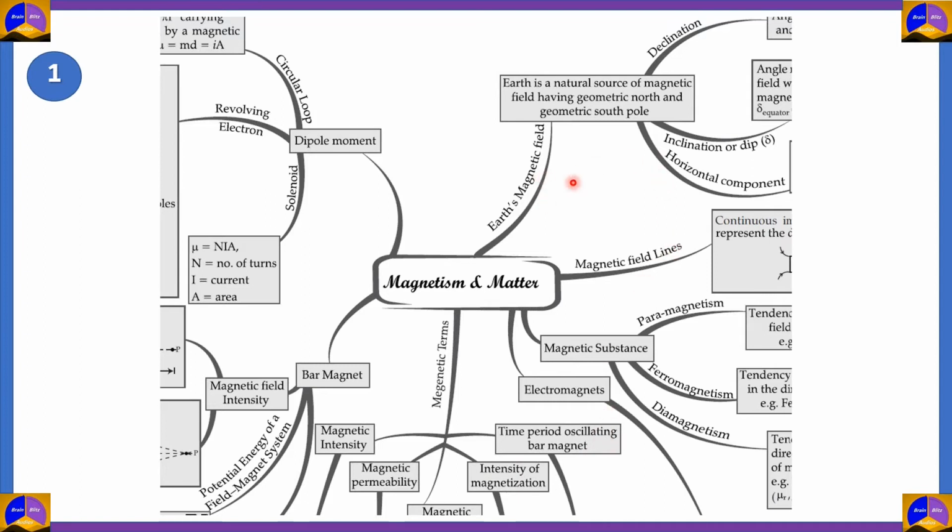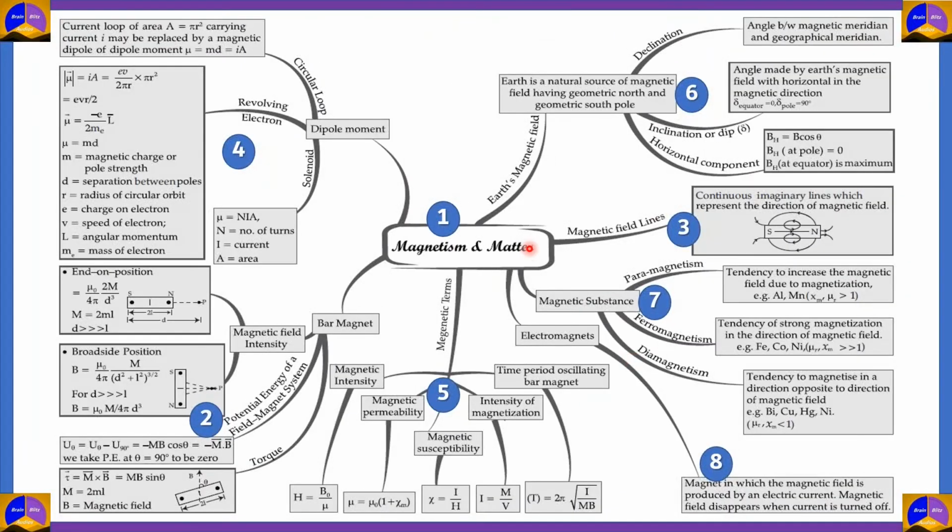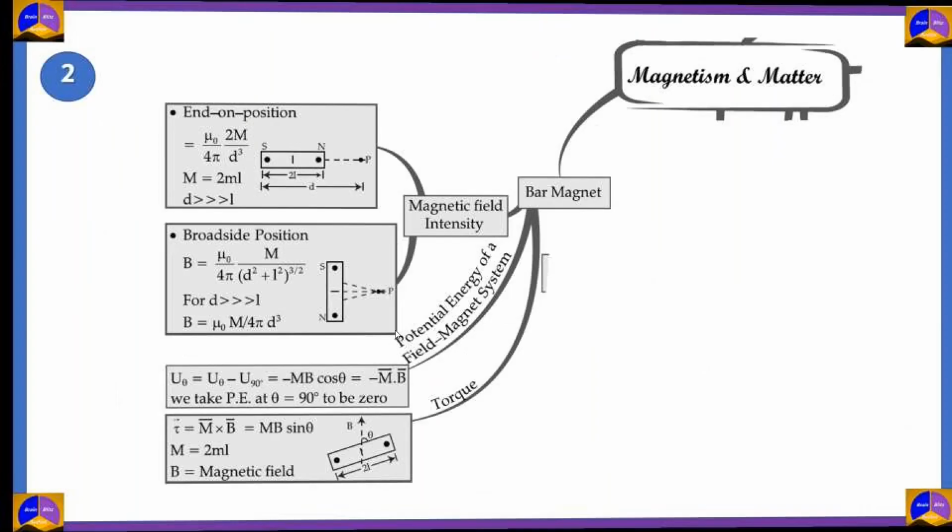Then we'll be looking at the Earth's magnetic field, particularly the declination, the inclination or dip, which is represented as delta, and the horizontal component. Finally, we'll look at some magnetic substances such as paramagnetic, ferromagnetic, and diamagnetic. And finally, we wrap up this chapter using electromagnets. So let's start off this episode with our very first topic, bar magnets.